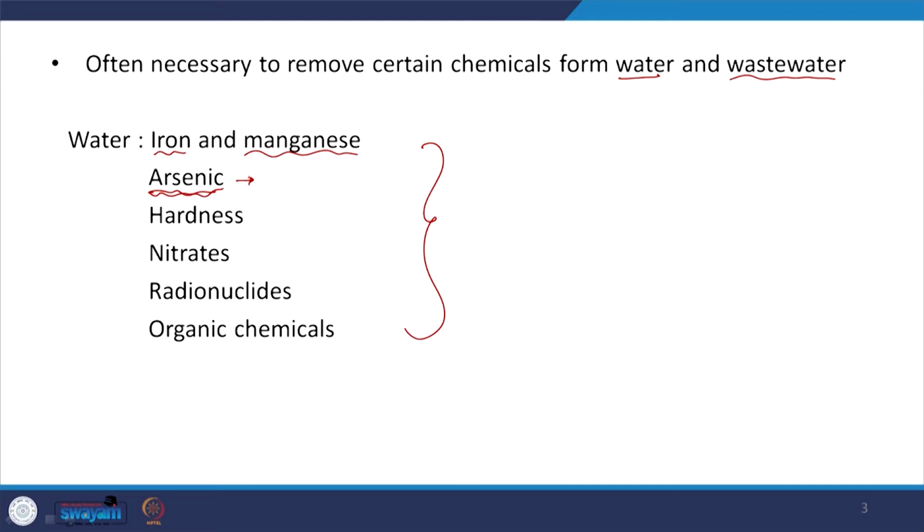So this depends upon, and the need for removal depends upon where you are living in India. Hardness, quite a few places in India are affected. Nitrates too. Radionuclides not very much. Organic chemicals, nowadays we see that the requirement to remove them is increasing day by day with different kinds of stresses on the surface water bodies.